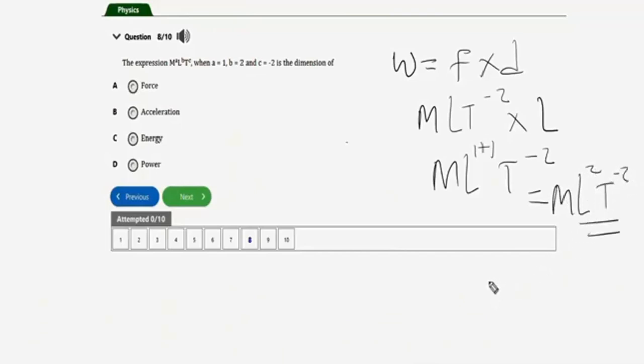So from this, the power of M is 1, the power of L is 2, and the power of T is negative 2. So the correct option is what? Option C, which is energy. Energy has the same dimension as work. So that's it for this question. Now let's wipe this and solve the last repeated question.